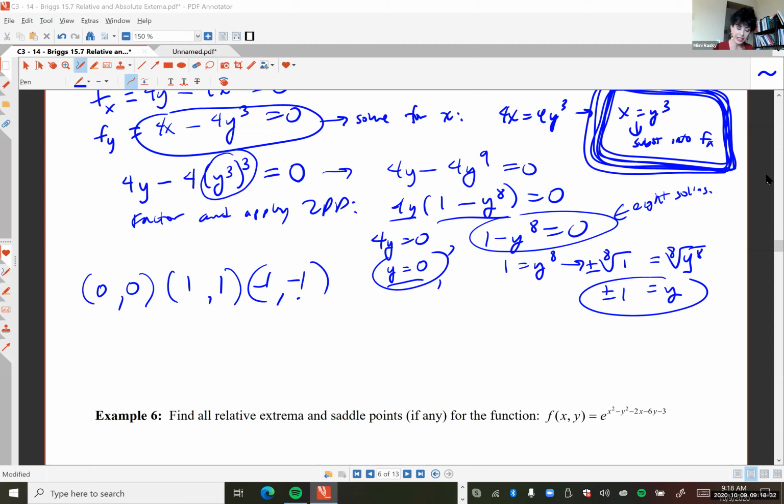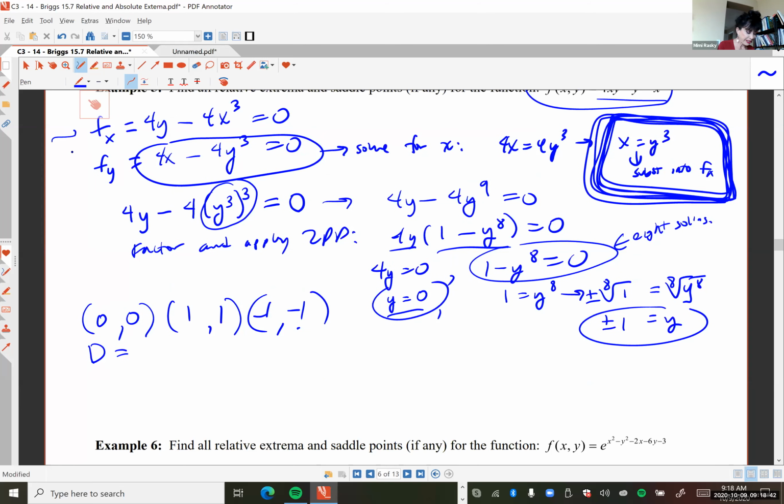Oh man, that means we got to do the D test 3 times. So D, got to go get your D. Fxx for this problem. If fx is 4y minus 4x cubed, the fxx will be -12x squared, and then you're going to multiply that with fyy. So look at fy, it's 4x minus 4y cubed. What is the derivative of that with respect to y? -12y squared.